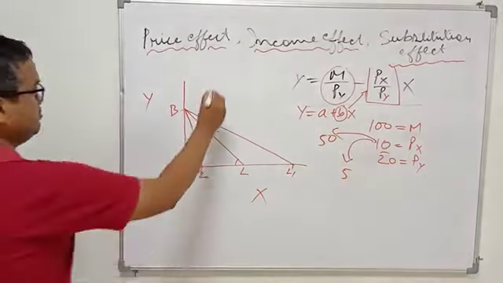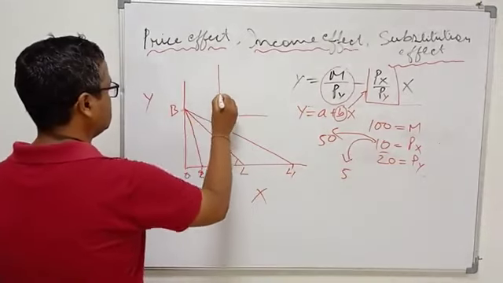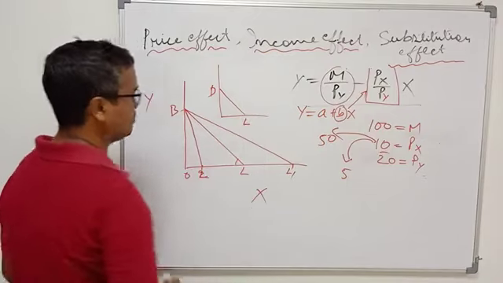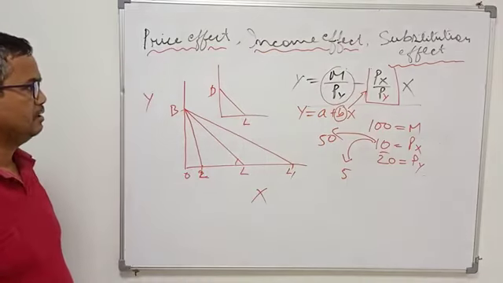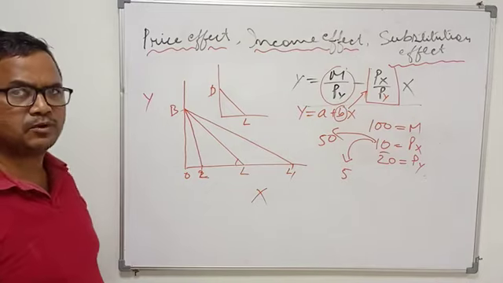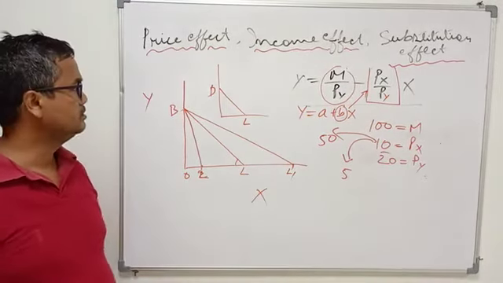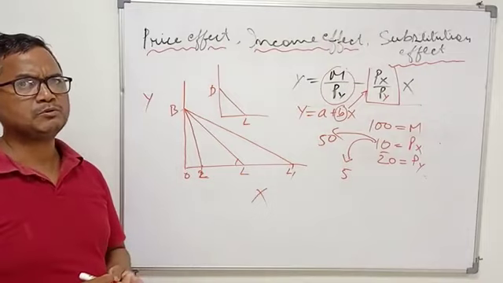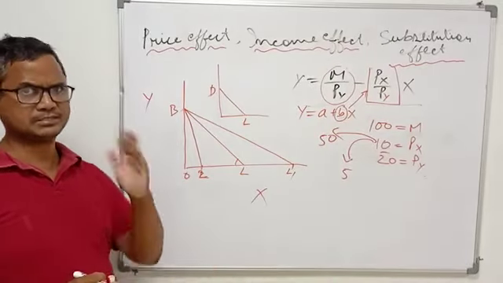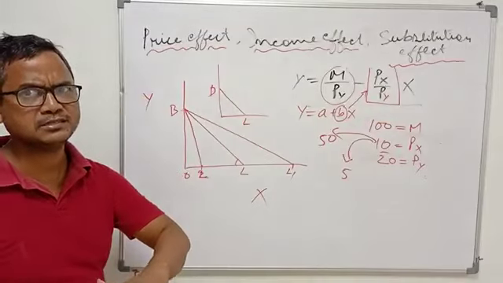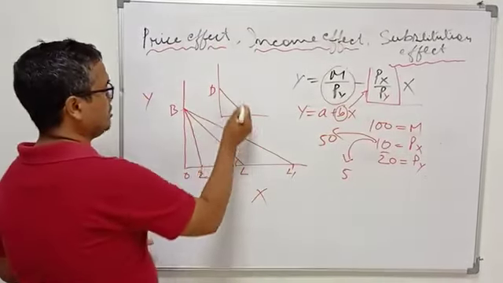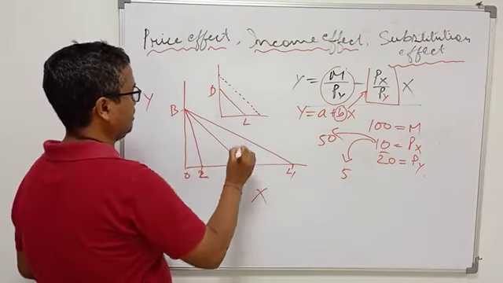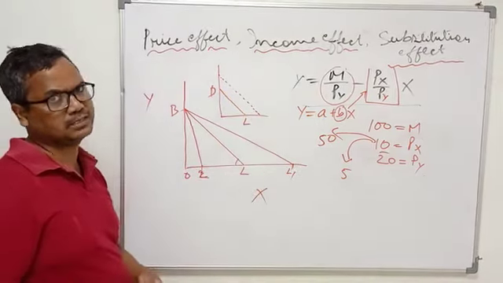And the prices of the commodities are changing. Suppose this is the original budget line and the prices of both the commodities are reducing. That means now you can purchase more of both the commodities, and the proportion or percentage change of both the commodities is the same. If both the commodities' prices are reducing, then your new budget line will be parallel, because we are assuming the percentage change in both the commodities is the same.